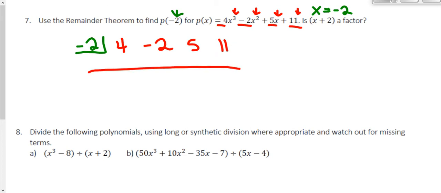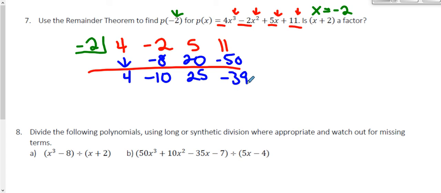We're going to start by bringing down our first term, multiplying it by the top left corner. I'm going to get negative 8. Then we're going to add up and down. That becomes negative 10. I'll multiply that by my top left corner. It becomes a positive 20. When I add up and down, I get 25. That 25 will get multiplied by my top left corner. It will become negative 50. And when I add up and down, I'll get the number negative 39.